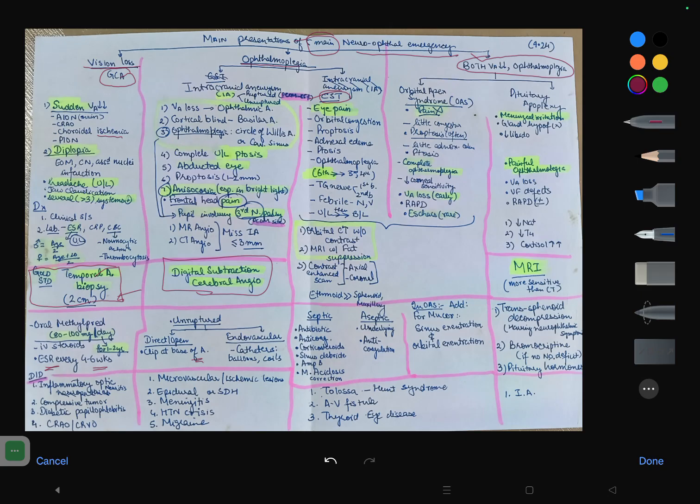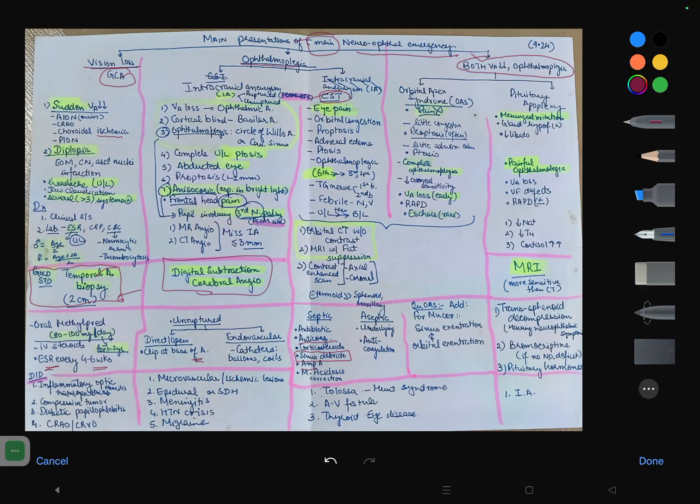In the septic variety, we have to start the patient on antibiotics, anticoagulants, corticosteroids. We have to debride the sinuses. We have to start amphotericin B, and we have to do metabolic acidosis correction. In aseptic, we have to treat the underlying disease and start on anticoagulation. When the patient presents with both decreased vision and ophthalmoplegia, we have to consider two things, that is the orbital apex syndrome or the pituitary apoplexy.